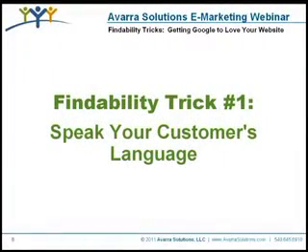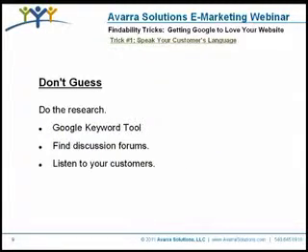Findability trick number 1 is to speak your customer's language. So really the big thing here is, you can't guess how your customers are talking, how they're searching for, solving their problems. You really need to do the research. And it's not that hard to do the research. Google has this great keyword tool, which I'm going to go into during the presentation, and that will give you all sorts of information about what your buyers are searching on.